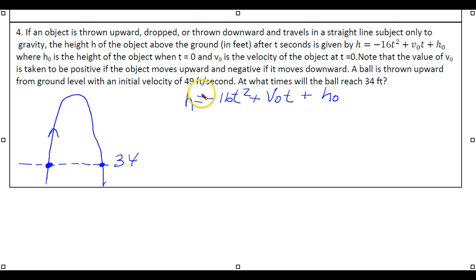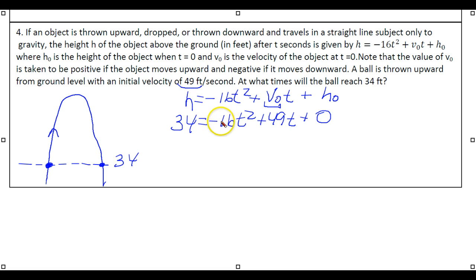So we're going to put where our h is here, 34 equals a negative 16t squared plus, now here they're saying we're thrusting it with our initial velocity of 49 feet per second, so we're substituting our v sub o here with this, our initial velocity, and we're going to start at the ground here where this is actually 0.